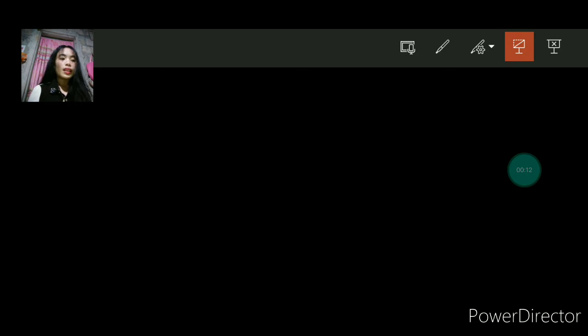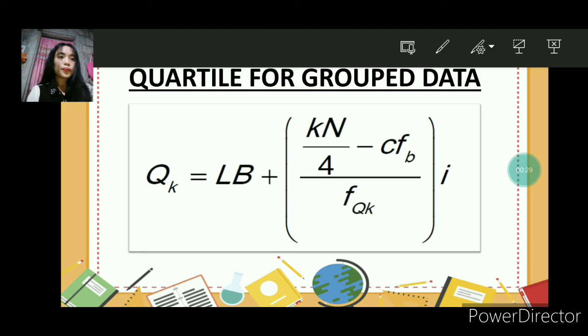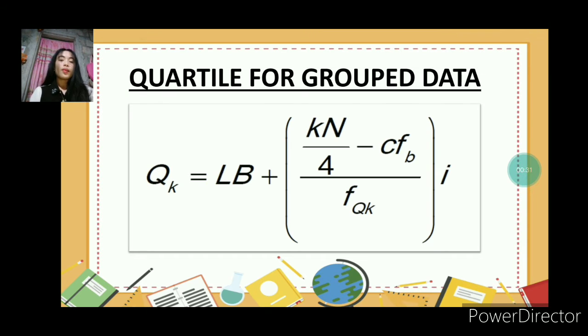So, Marlon and Angel Joy had already discussed the quartile and decile for ungrouped data. So, I and Amy will discuss the quartile and deciles for grouped data.